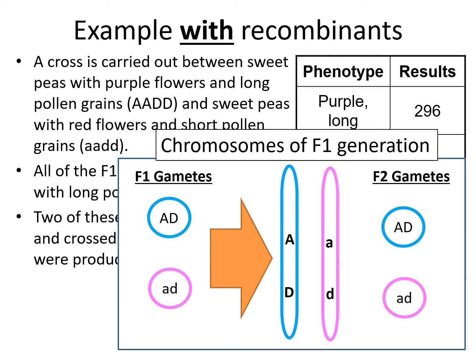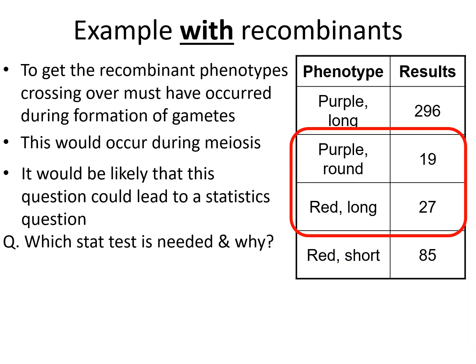When that happens, we get our recombinants, but they should only be in very low numbers because crossing over is a rare event. If you have a look there, you can see quite clearly that we have extremely high numbers of the purple and long, represented by the uppercase A and uppercase D, and the red and short, represented by the lowercase a and the lowercase d. We do have the other combinations of phenotypes, but they're in very low numbers, 19 and 27, and these are the recombinants that have only occurred because crossover occurred during the production of those particular gametes.